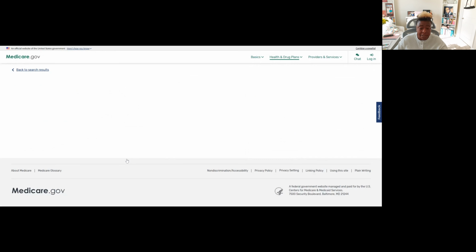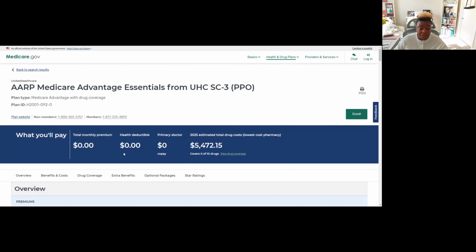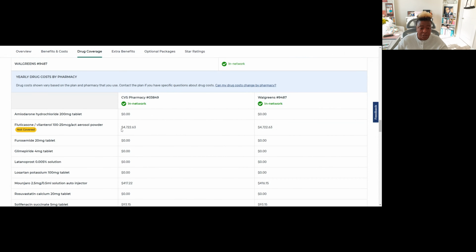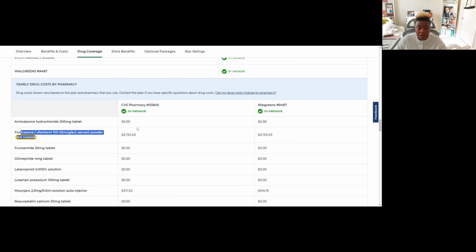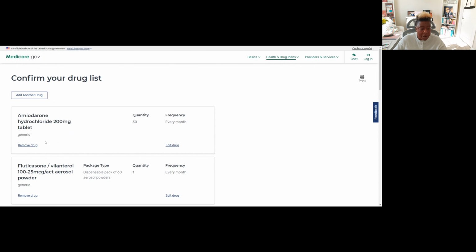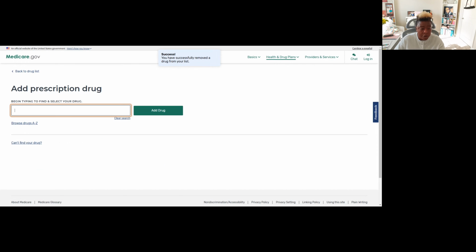So to check that, I'm going to go in here and do plan details. Something's not covered, so let's see what's not covered. We go to the drug coverage section, and when we scroll all the way down, what we see is this fluticasone vilanterol, the generic Breo Ellipta, is not covered. So we're going to go up here and change drugs, and we're going to remove the generic Breo Ellipta and add in the brand.